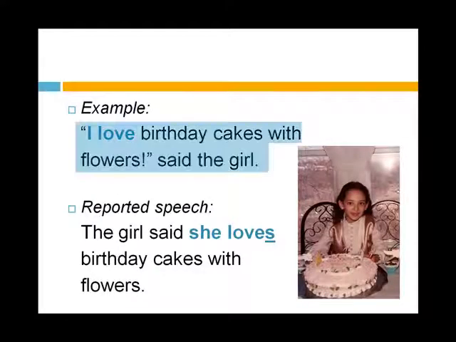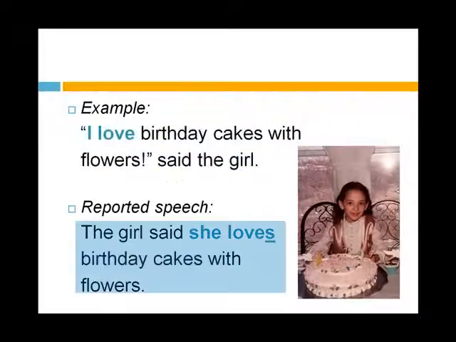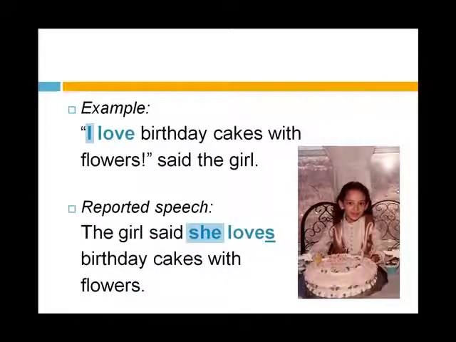Quoted speech. "I love birthday cakes with flowers," said the girl. Reported speech. The girl said she loves birthday cakes with flowers. We had to change the subject from I to she, and the verb must now agree with she, so we add the ending s, loves.